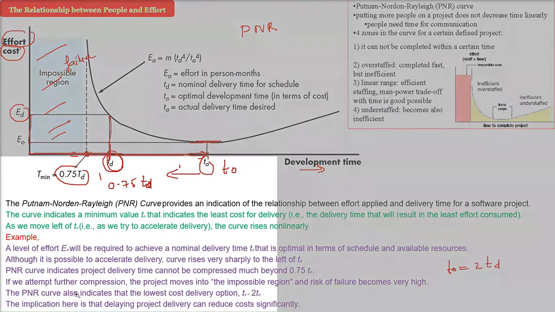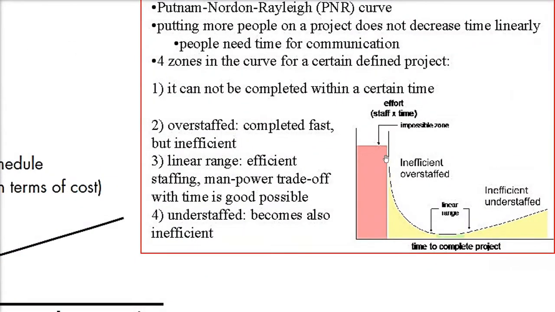Now let me show another aspect of this graph. These are 4 parts I am showing. The left one is the impossible zone. That means it cannot be completed within a certain time. The next region is the overstaffed region, completed fast but inefficient. This is the linear range. The efficient staffing, manpower trade-off with time is good. This is possible. The last one is understaffed, which also becomes inefficient. If you have less staff, it is inefficient.